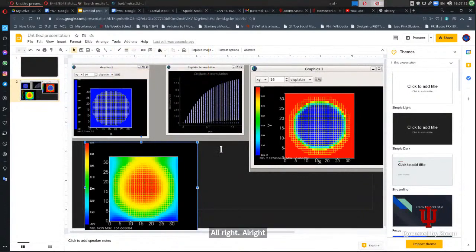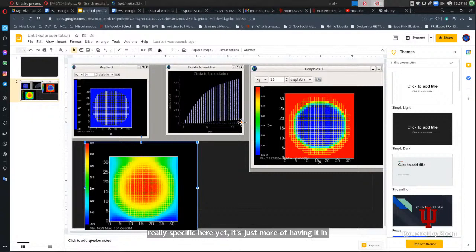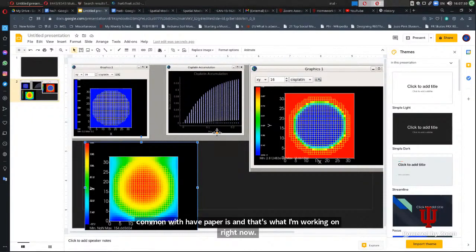So at the moment, these are my main results that I've gotten so far for my project. This is looking at two different methods for drug delivery to tumor cells, and the way we compare the two methods is by having different values for how the drug diffuses and so on. But at the moment, my values aren't really specific here yet. It's just more of having it in common with how the paper is, and that's what I'm working on right now. I was having a lot of problems, but I think I'll just be downloading Windows right now.